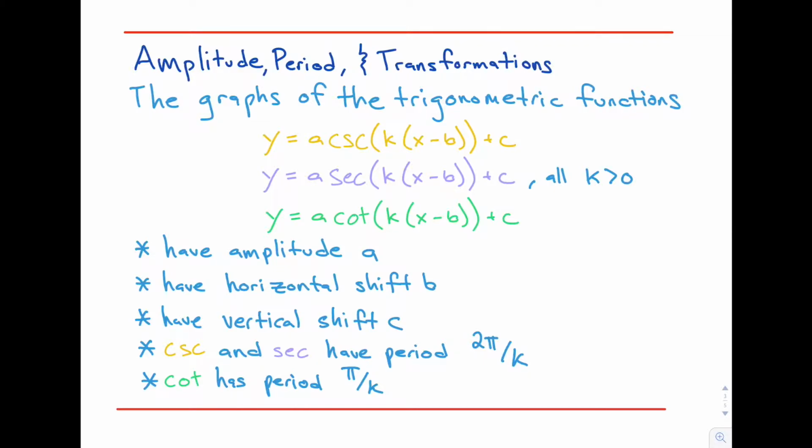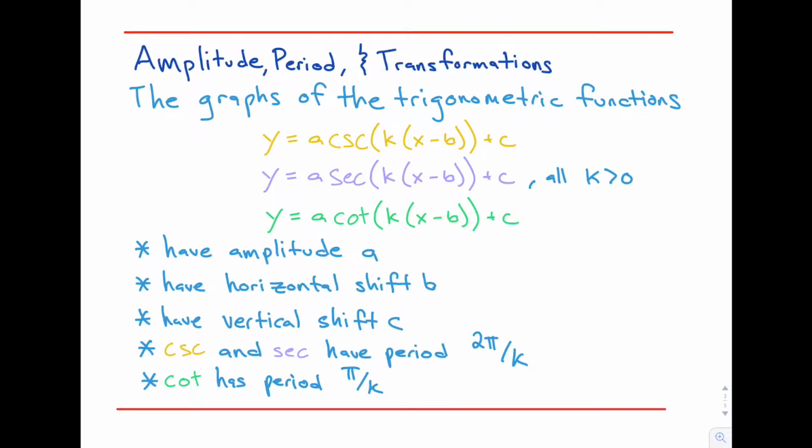Amplitude, period, and transformations. The graphs of the trigonometric functions y equals a cosecant k times the quantity x minus b plus c, y equals a secant k times the quantity x minus b plus c, and y equals a cotangent k times the quantity x minus b plus c, all for k greater than 0, have amplitude a, horizontal shift b, vertical shift c. Cosecant and secant have period 2 pi over k, just like sine and cosine do, and cotangent has period pi over k, just like tangent does.